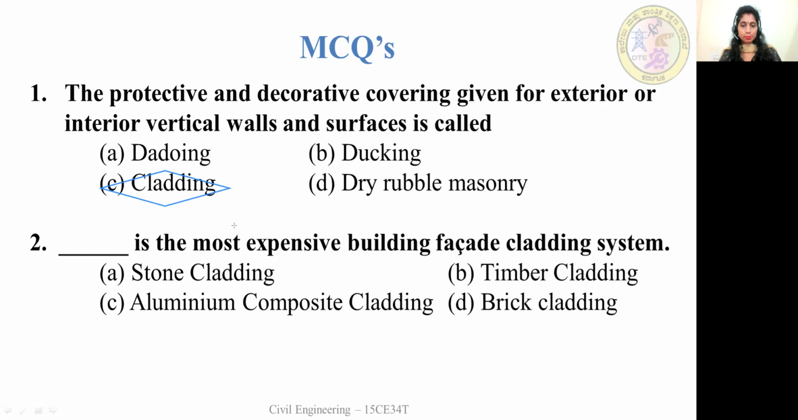Dash is the most expensive building facade cladding system. There are different types of cladding we have not discussed in this class because our topic is only stone cladding: timber cladding, aluminum cladding, brick cladding. Compared to any other cladding, stone cladding will be the most expensive building facade cladding system. We have studied only stone cladding in this session, so I'm directly answering the question.